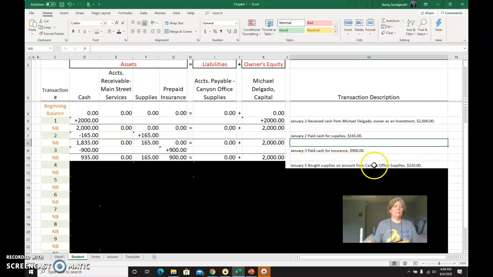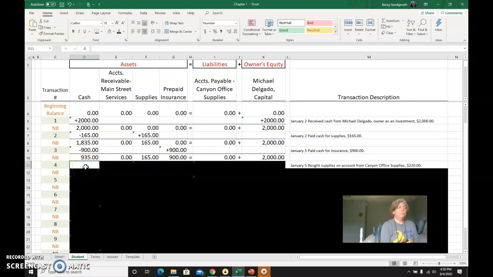bought supplies on account from this vendor. Is cash affected? So they bought them on account, and we said on account means they will pay later. So nothing happened to cash. This is the first transaction that tends to confuse people because they still think cash is involved. The word bought does not mean cash. I can buy something with cash or I can buy it on account. So those words on account tell me that it's not cash right now.